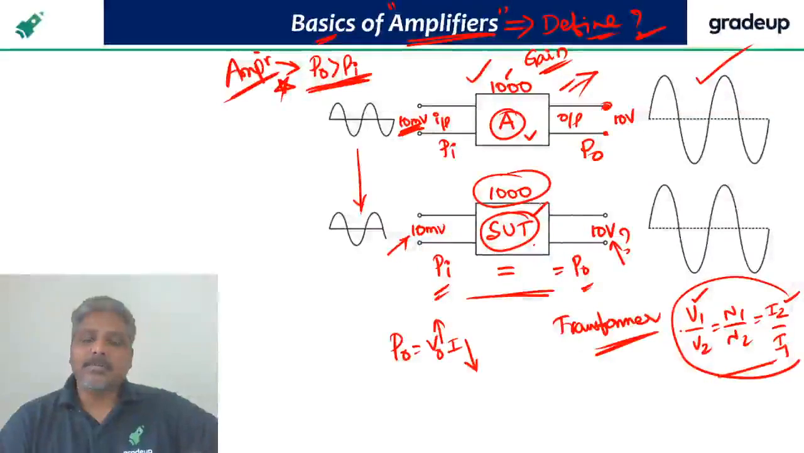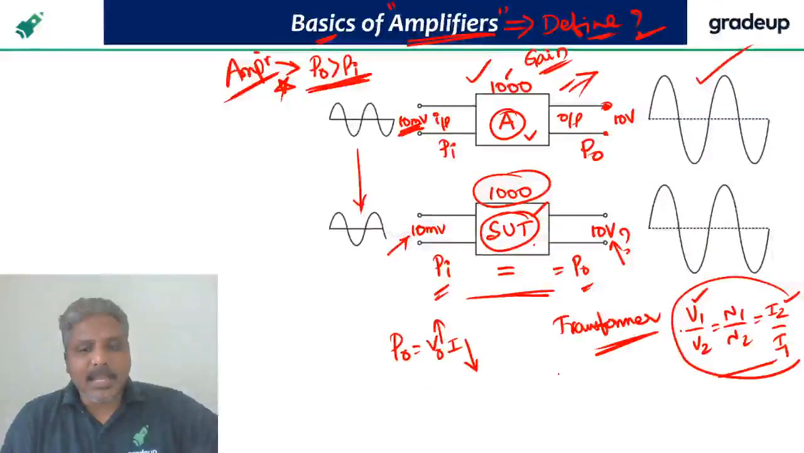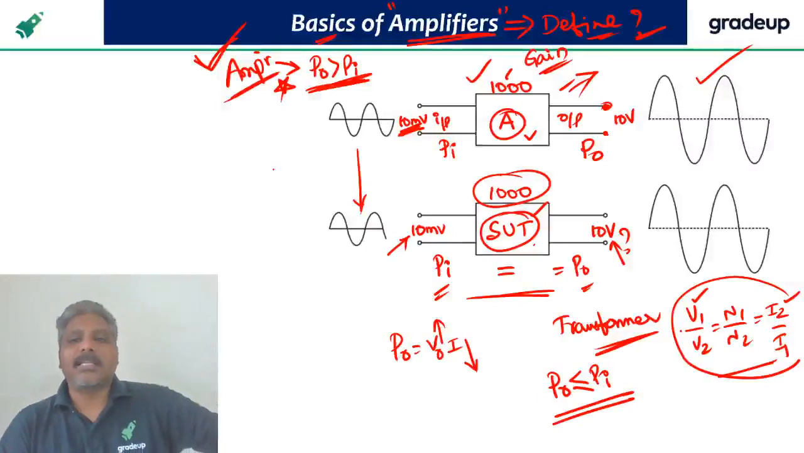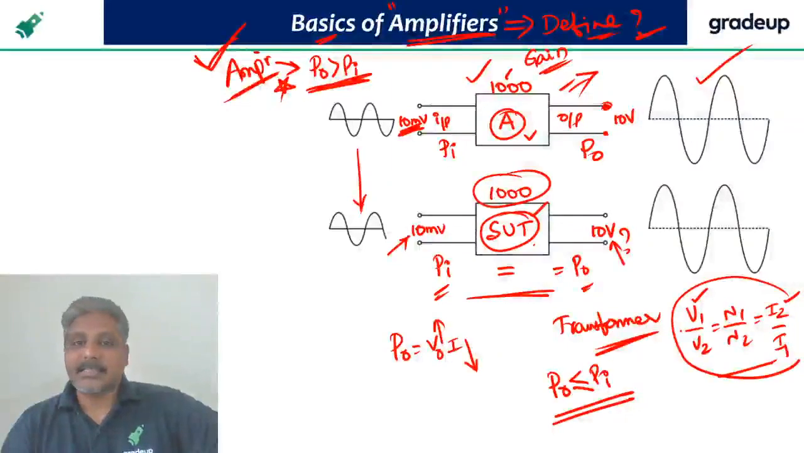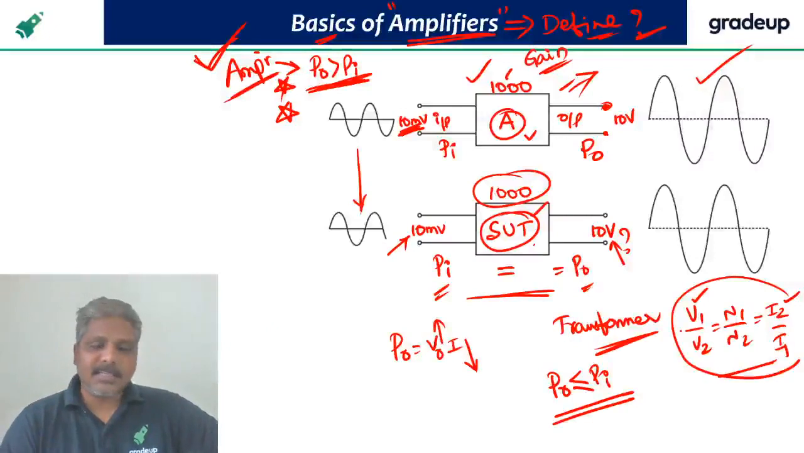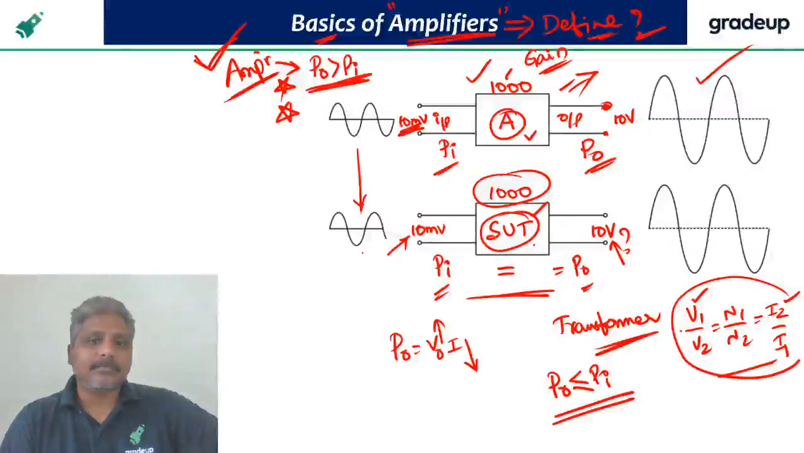In no other circuit is output power greater than input power. In every other circuit, output power is less than or equal to input power only, except in an amplifier. Is it clear, guys? That is the most important definition. So whenever anybody asks you to define what an amplifier is, never say strength increases, voltage increases. Say that an amplifier is a circuit which can enhance the power levels. Output power will be higher than input power.